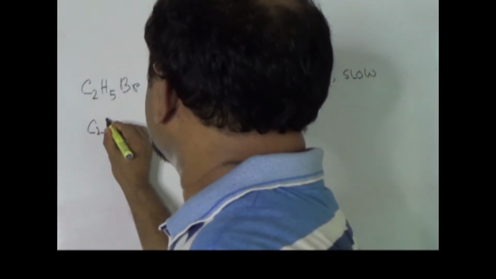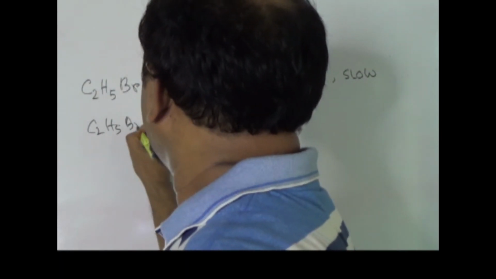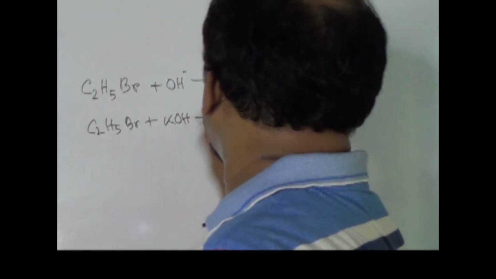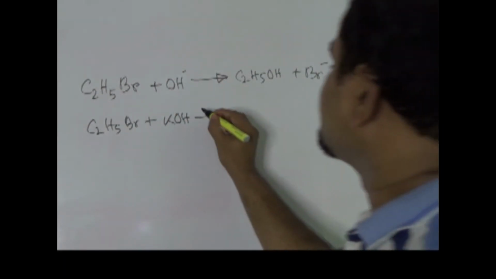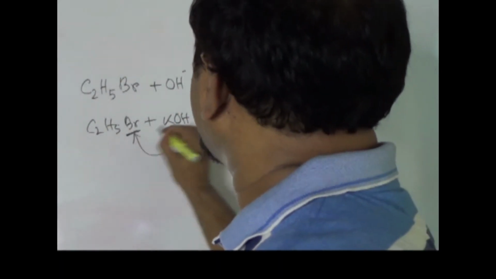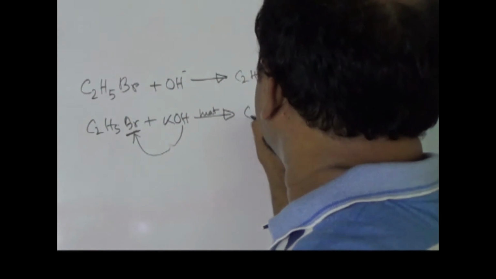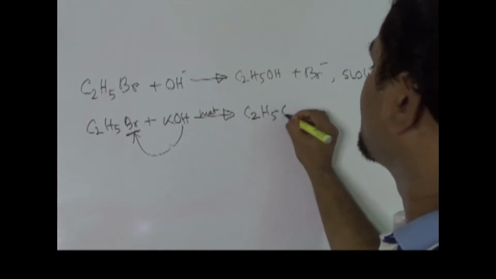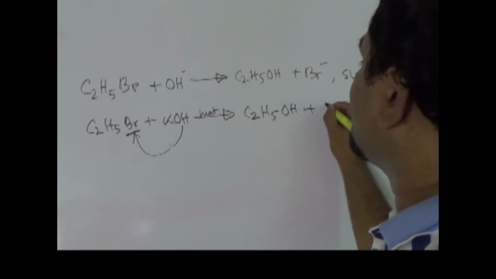Now another reaction, C2H5Br plus KOH or NaOH, dilute KOH or NaOH. In this reaction, heat is needed. In this reaction, this Br will be replaced by OH. OH is the nucleophile, so the products are C2H5OH, ethanol, plus KBr.